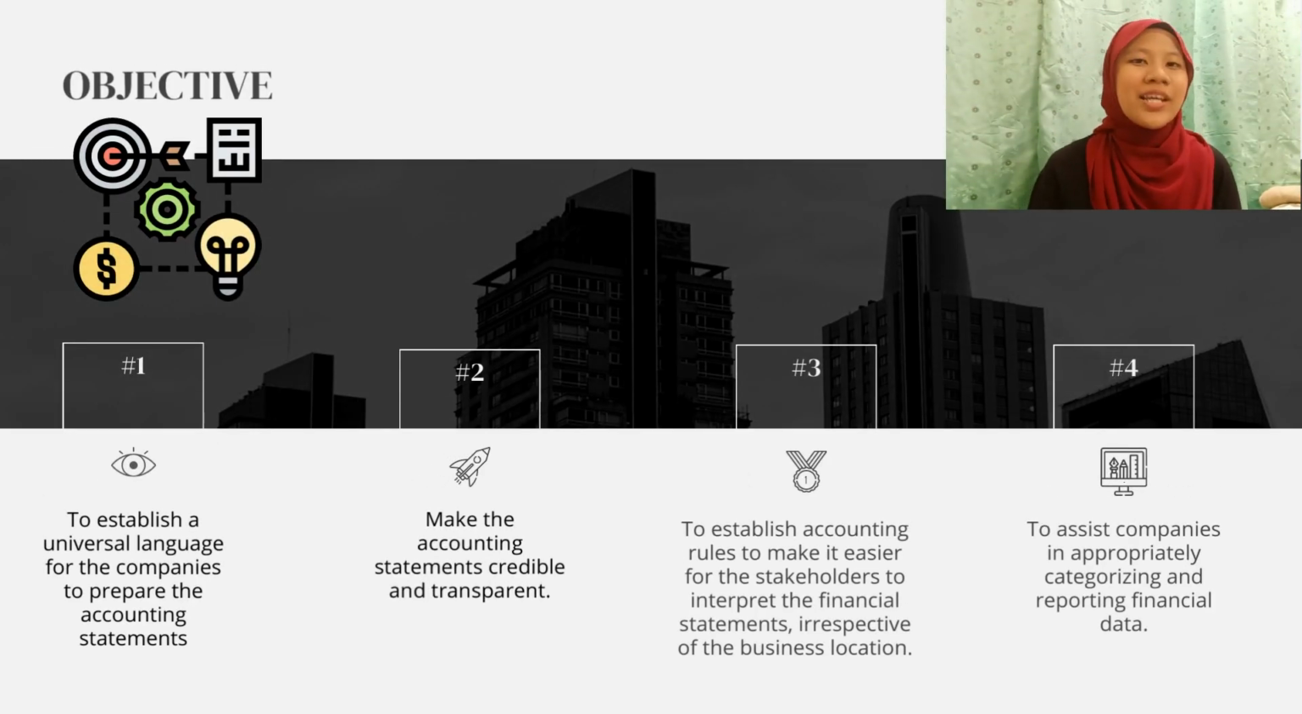Now, I will explain the objective of IFRS adoption. The first one is to establish a universal language for the companies to prepare the accounting statements. Number 2, to make the accounting statements credible and transparent. Number 3, to establish accounting rules to make it easier for the stakeholders to interpret the financial statements irrespective of the business location. And last but not least, to assist companies in appropriately categorizing and reporting financial data.